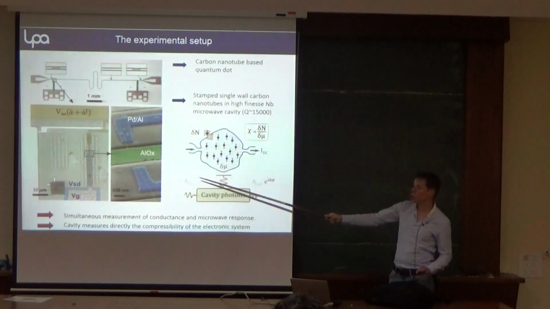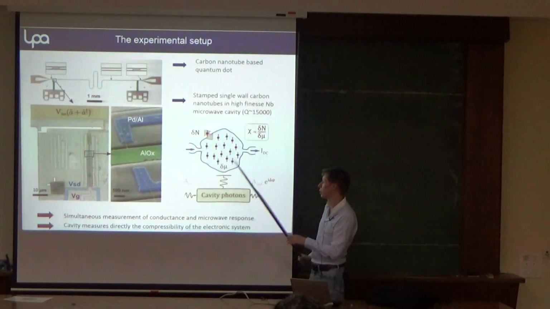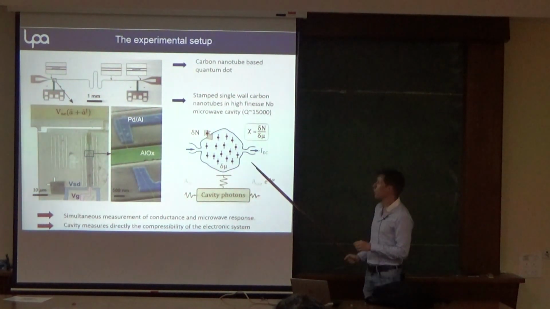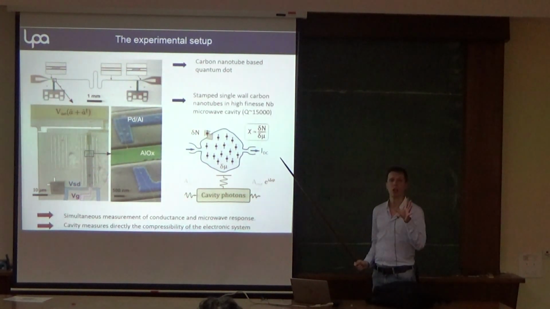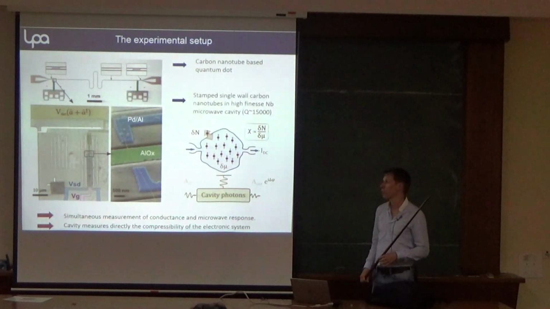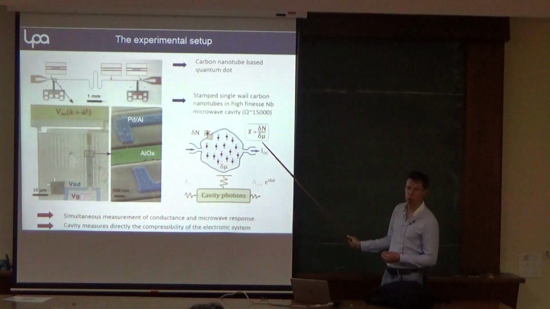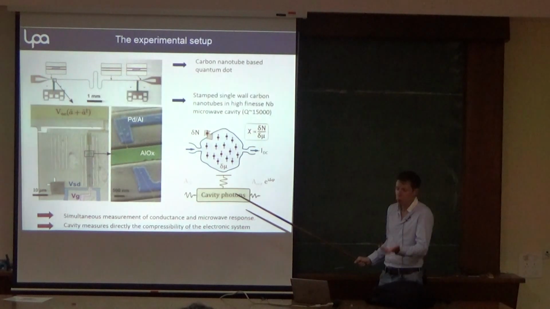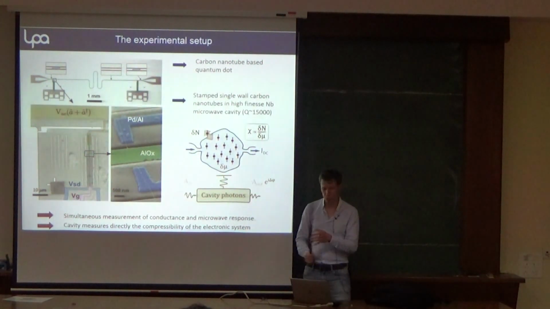So the measurements are done at 250 millikelvin. So it's not in the quantum regime of the cavity, but it doesn't matter. And essentially the phase shift of the transmitted amplitude measures the frequency shift of the cavity resonance frequency, and this allows us directly to measure the compressibility. And of course, simultaneously, what we can do is measure the conductance through this device.